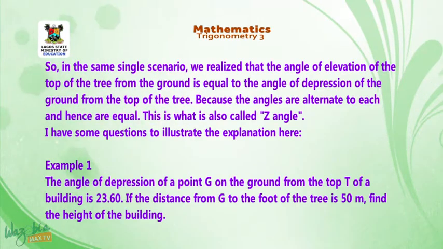I have some questions to illustrate the explanation here. Examples. 1. The angle of depression of a point G on the ground from the top T of a building is 23.6 degrees. If the distance from G to the foot of the building is 50 meters, find the height of the building. Solution.